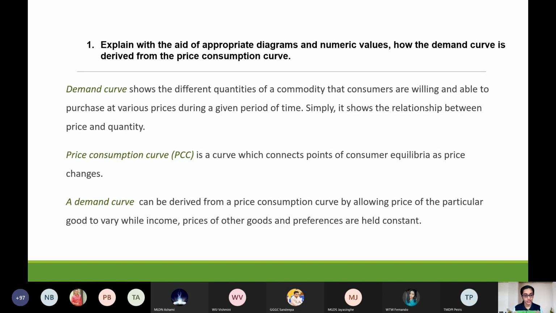Now think of a consumer. Imagine you are a business person analyzing your consumers' behavior. Okay, so the price consumption curve shows the consumer behavior due to price changes. When the price changes, how does the consumer behavior change, right? So this is what we get from the price consumption curve.